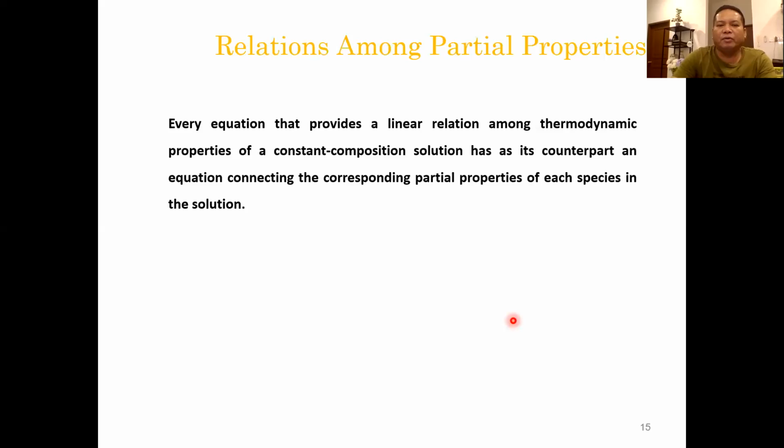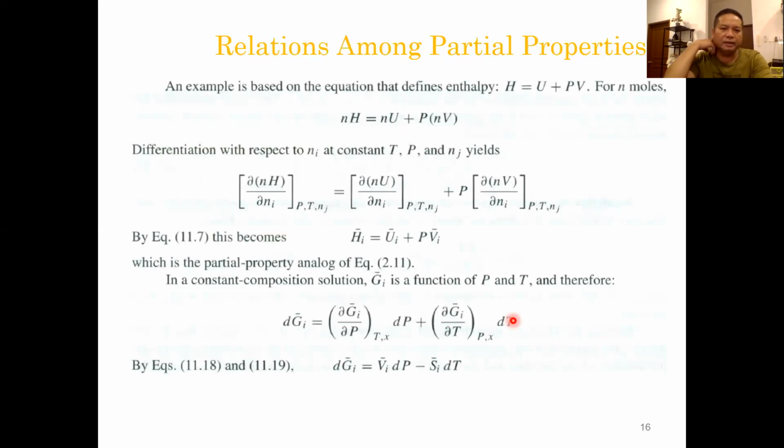So every equation that provides linear relations among thermodynamic properties of constant composition solutions has its counterpart, an equation connecting the corresponding partial property of each species in the solution. So we can manipulate all the equations that you know and then turn them into partial properties. That's what it means. An example is based on the equation here. Everybody knows this.